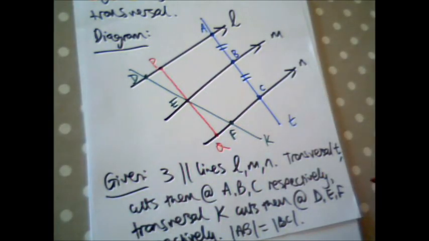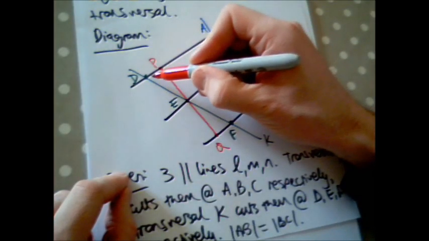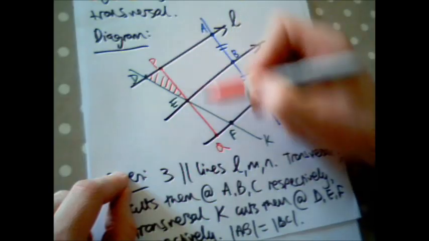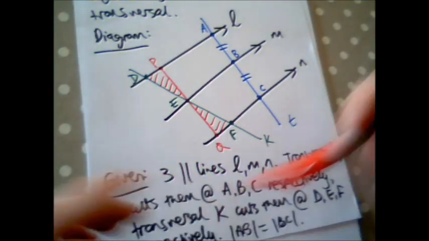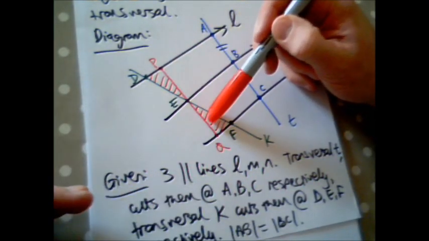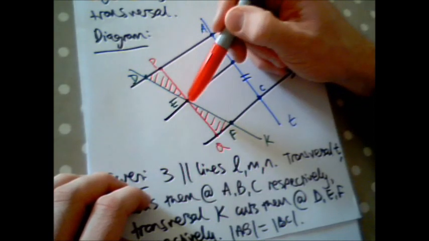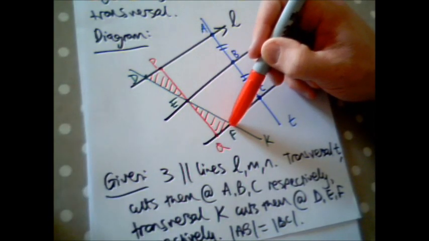And what we want to do is show that this triangle here is congruent to this triangle here. And if we can show that these triangles are congruent, then that means that DE has to be the same as EF. So that's the plan.